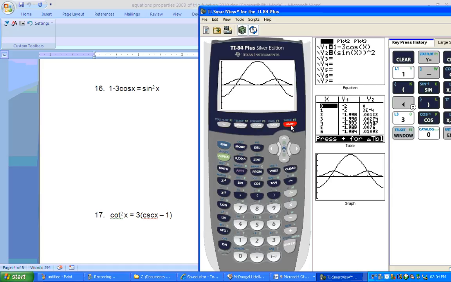So the places I'm looking for are the intersections. Here and here. You can either trace to find them, or you could use the calculation function. You do the intersect. It's asking for the first curve, the second curve. It wants to know some place to start. Over. And you can say that it found the 90 for me that way also.